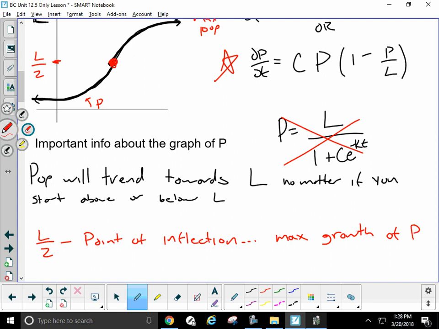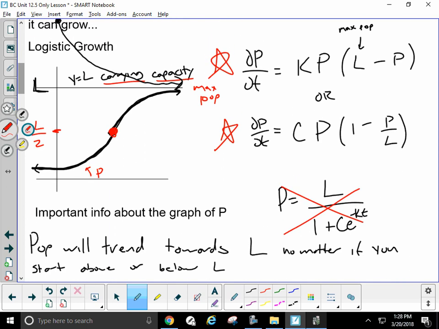So at L over 2, your population is growing the fastest. Okay, max growth, when is dP/dt a max? When its derivative equals 0, that ends up being at a point of inflection for the graph of P. If we know that, we are ready to answer any question that may arise on the AP exam without doing any calculus.